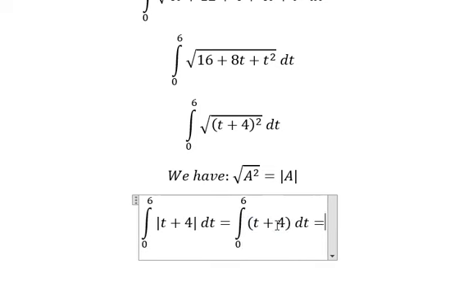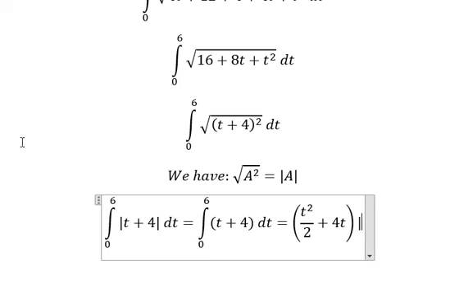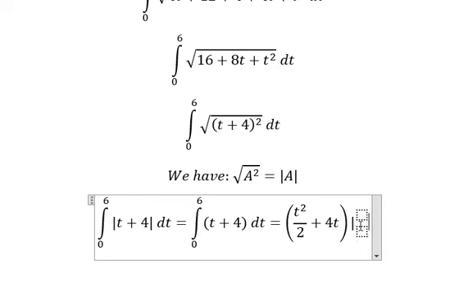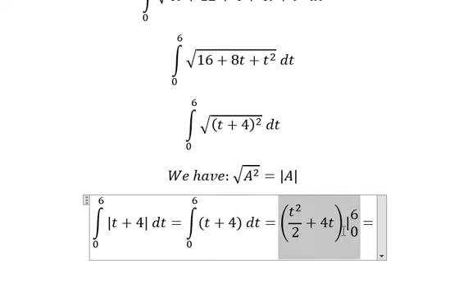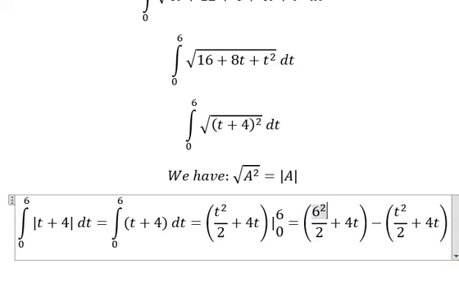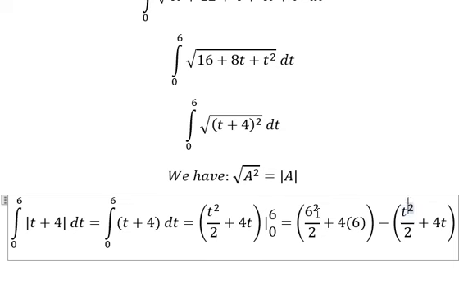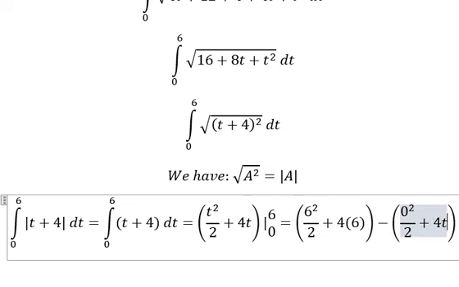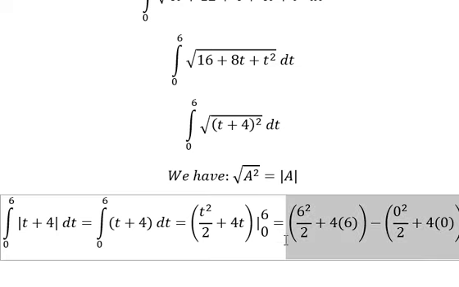And now we have the final answer. And then we put the bounds from 0 to number 6. So we have the final answer. So we calculate this one and we have, and that is about 33.